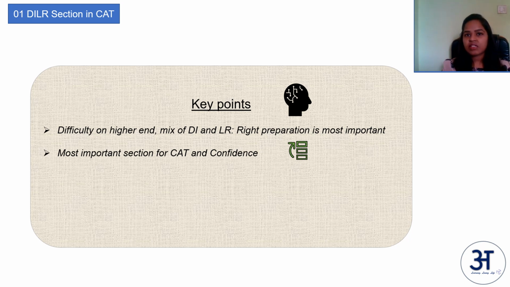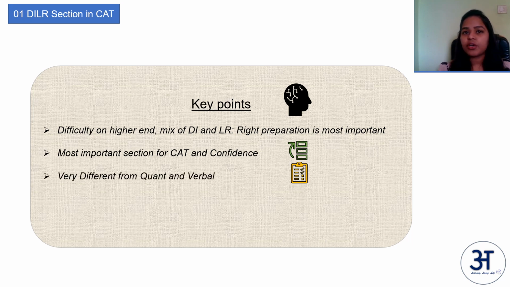Unlike other sections, as we'll be seeing in the next slides, a 90 percentile or a 99 percentile could be got by attempting 50% of the paper in DILR, as compared to quant and verbal, where you need to attempt at least 80% or 70% of the paper. It also builds your confidence as you keep consistently doing well in your mocks within this DILR section. It gives you a lot of confidence and you can prepare even better. So I suggest right from day one, you start preparing the DILR section in the right way.